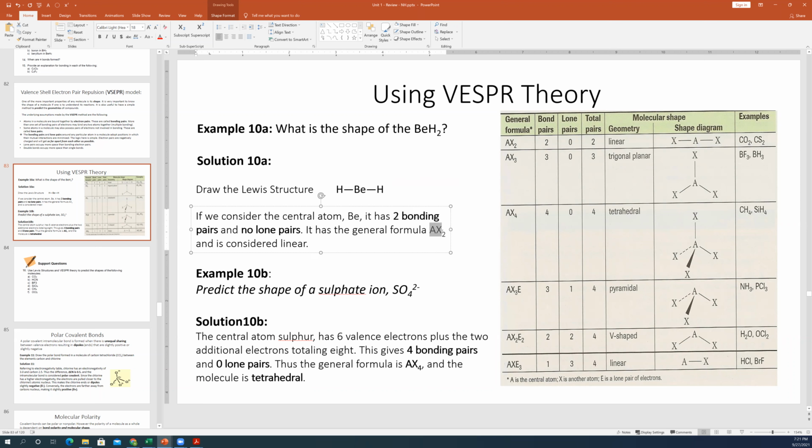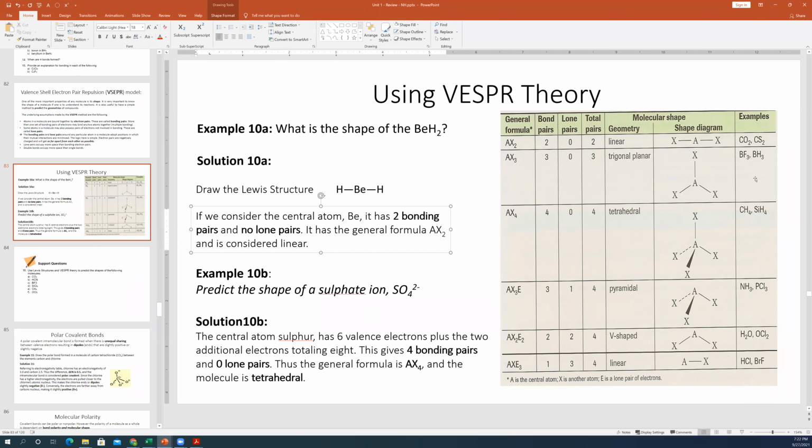AX2, and you can see this even from the formula. AX2 will have a linear geometry because it has two bonding pairs, one pair, two pairs. It has no lone pairs of electrons, and so the geometry would be linear. Examples of this are beryllium hydride, carbon dioxide, and carbon sulfide. Those would all be linear types of molecules.